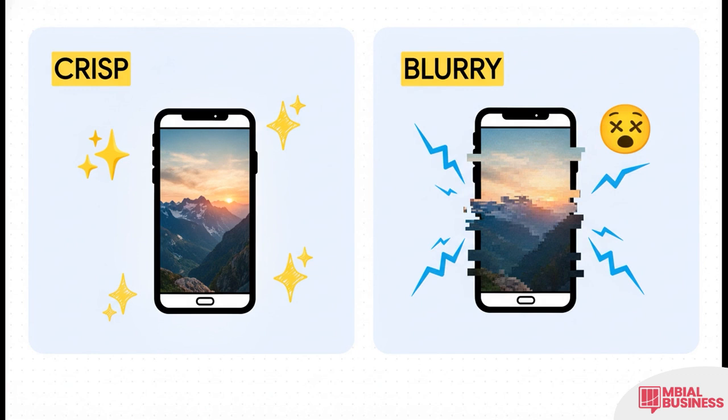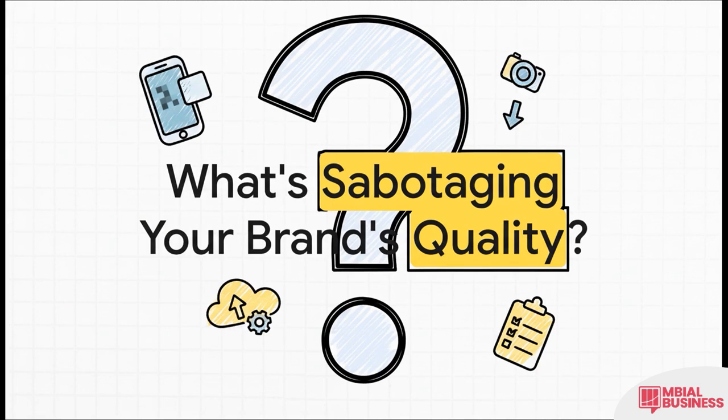Yeah, I'm sure this looks painfully familiar. Over on the left, you've got that beautiful, crisp content you worked so hard on. And on the right, that's the pixelated version your followers actually get to see. And this isn't just a small glitch, it's a direct hit to your brand's credibility. So what is going on here? What's actually sabotaging your quality?